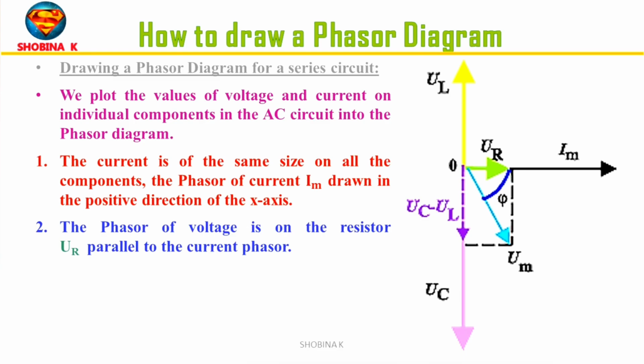So the phasor of current Im is the same for all components and is usually drawn in the positive direction of the x-axis. And next, the phasor of voltage on the resistor UR is parallel to the current phasor because the phase difference between voltage and current is 0. In this case voltage and current are in phase. In this figure the phasor is illustrated by green.